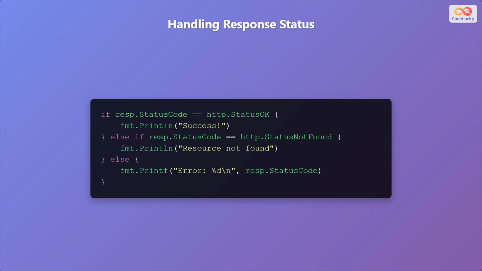Here's an example of how to handle response status codes. The code checks the status code of the response and prints a message accordingly. If the status code is http.StatusOK, which is 200, it prints success. If the status code is http.StatusNotFound, which is 404, it prints resource not found. Otherwise, it prints an error message with the status code.